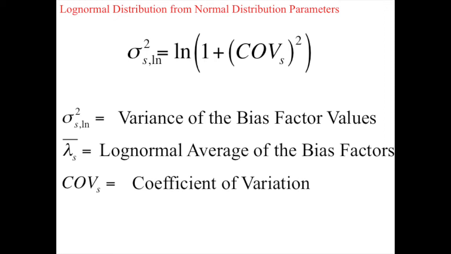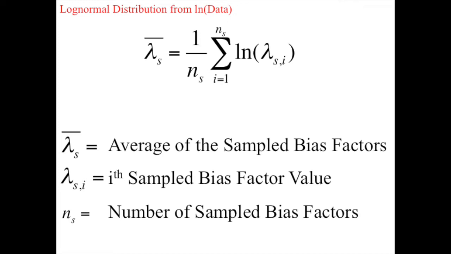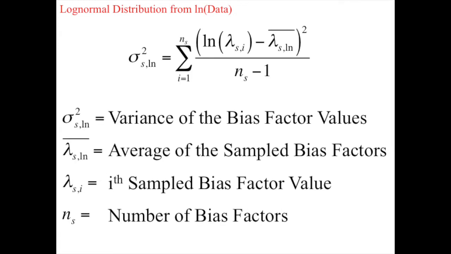Log normal distribution parameters can either be obtained by, one, transforming from the normal distribution parameters by using the coefficient of variation value to obtain the expected value for the variance, and then using the expected value of the variance and the mean of the normal distribution to determine the expected value of the mean, or by, two, taking the natural logarithm of the data and then determining the mean and variance using the same principles that were previously described for the normal distribution parameters.